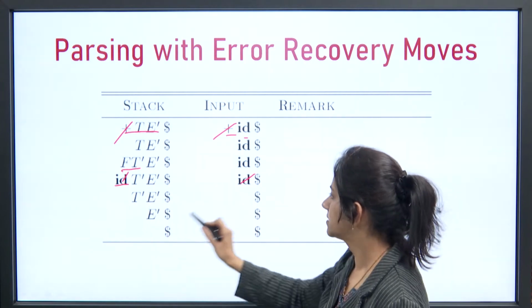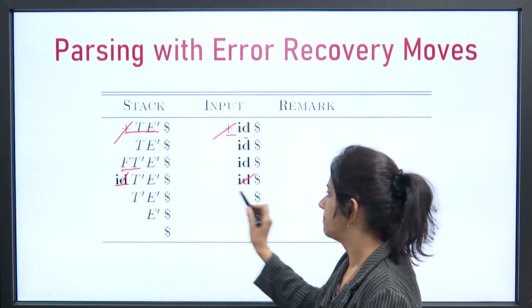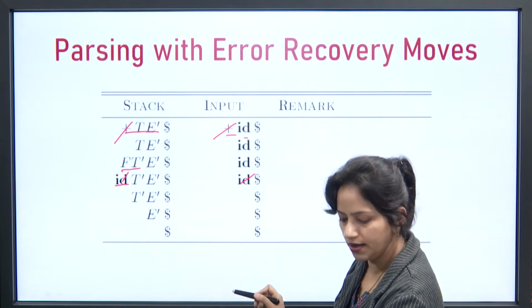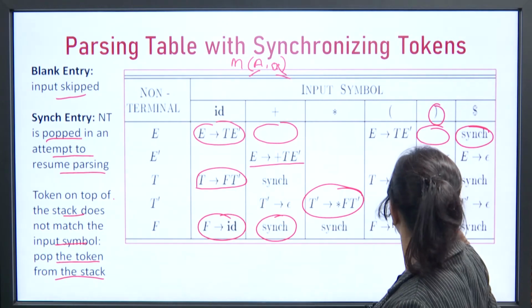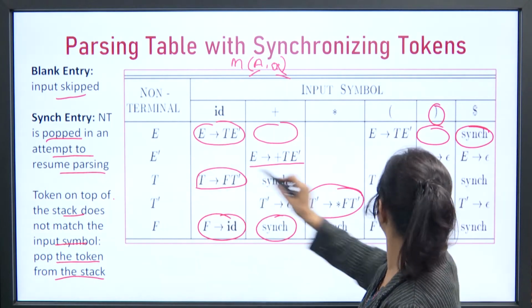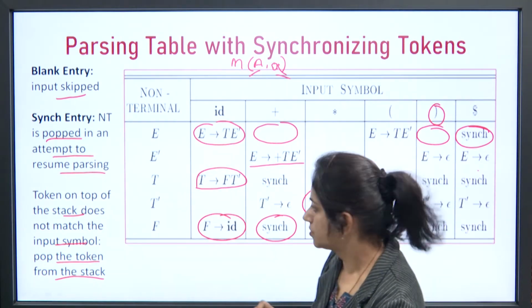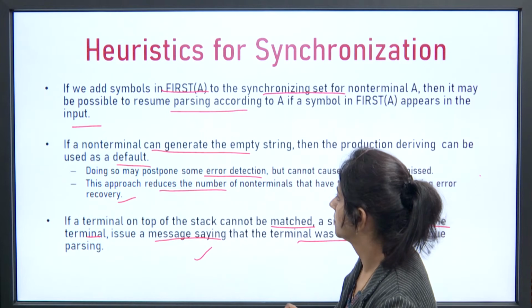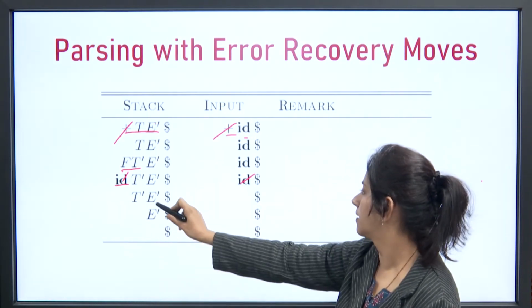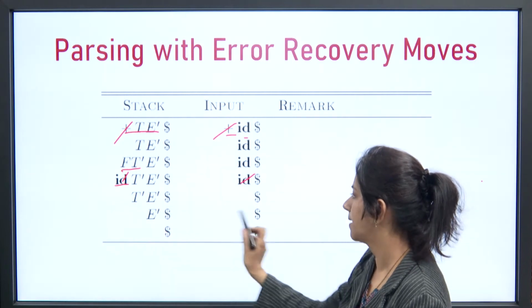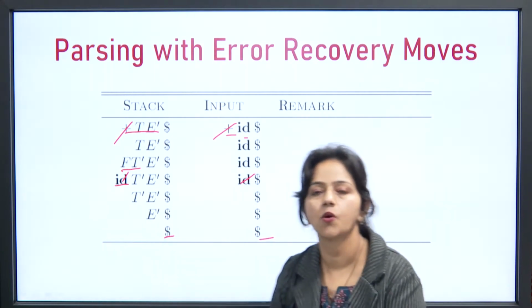Here we have this, now we will refer to T prime and dollar, and E prime and dollar. Just look at this: T prime on dollar means null and E prime on dollar means null. So, simply, T prime goes to null and E prime goes to null, and finally we will have this configuration.